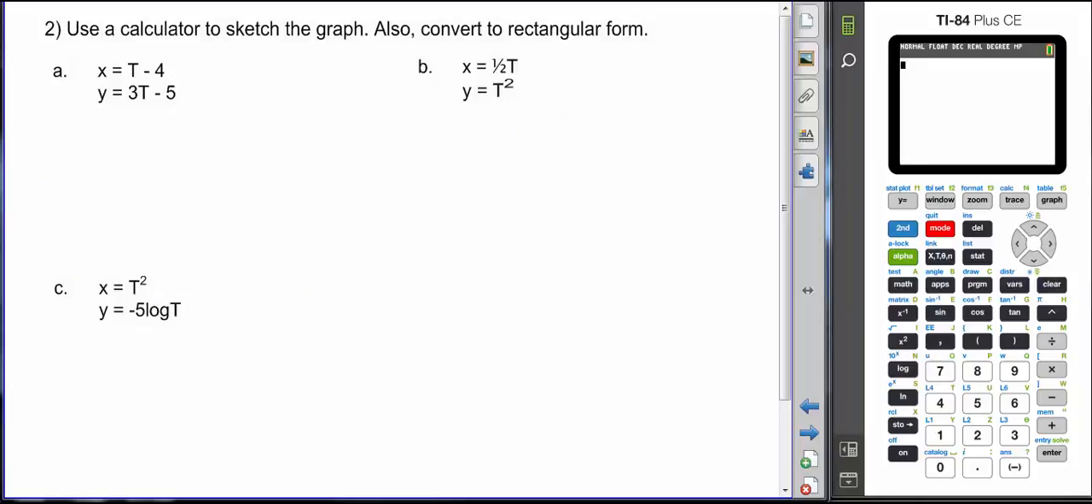All right, on our next three, our instructions are the same. We're going to use our calculators to sketch the graph, and then we'll also convert to rectangular form. Now, before you start trying to graph parametrics, we have to make sure we're in the right mode. So hit that mode button on your screen.